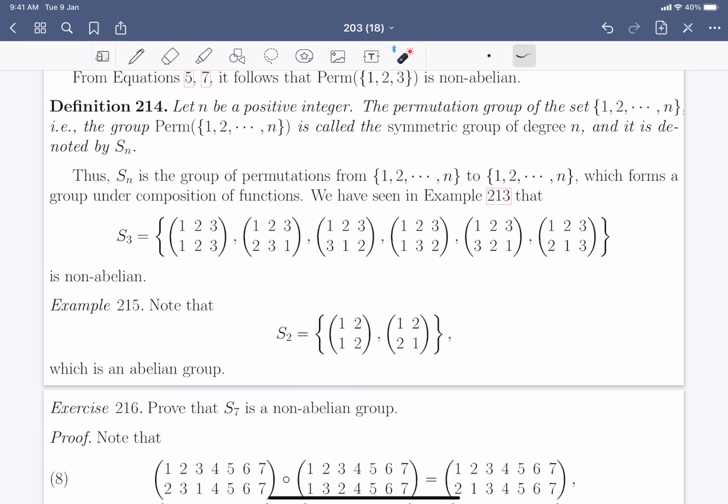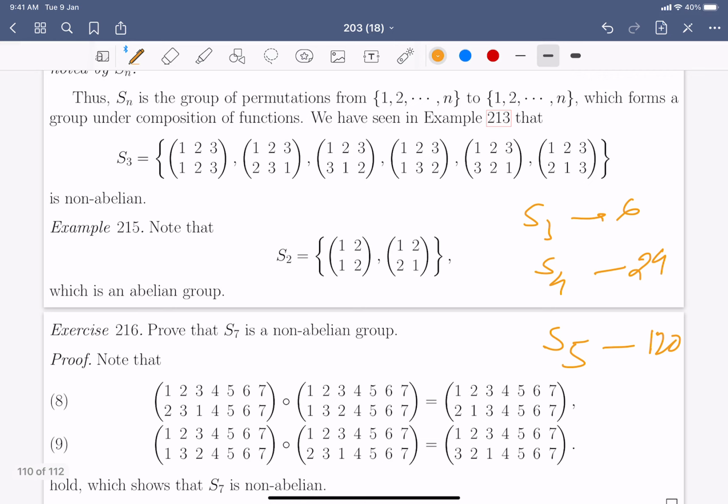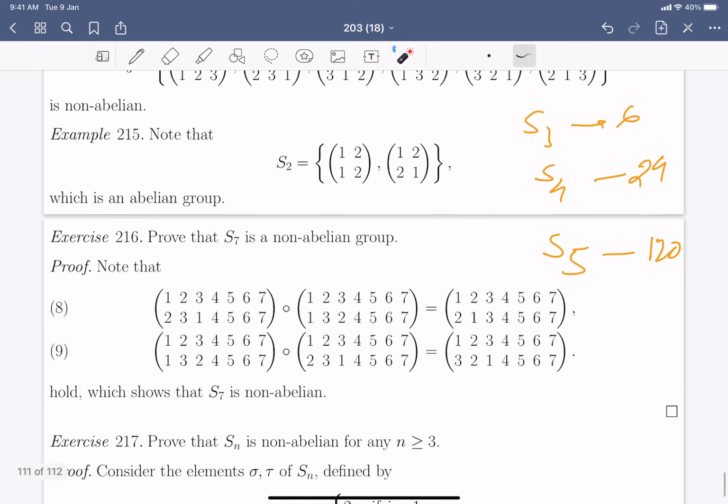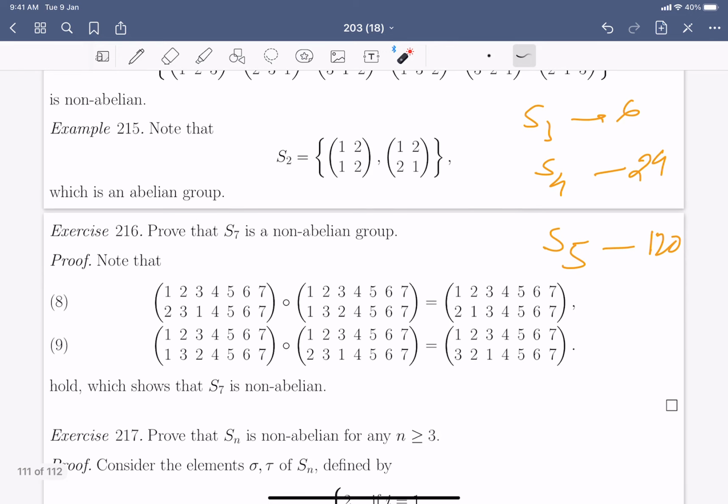Again, that is going to be difficult because S3 has 6 elements, and S4 has 24 elements. Probably that is still manageable, but whenever you move to S5, it has 120 elements. So it becomes practically impossible to manage all the elements by hand. But again, we try to draw some motivation or hint by first working on this for some small value of n.